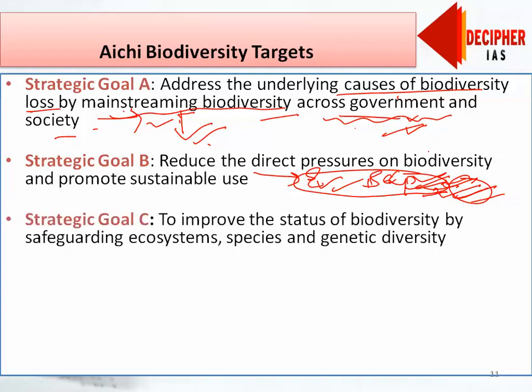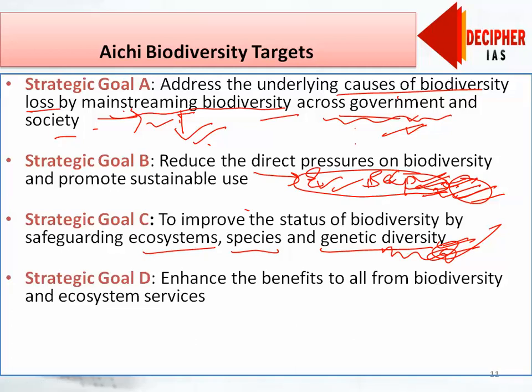Third one is, improve the status of biodiversity by safeguarding ecosystems, species and genetic diversity. Obviously, what comprises biodiversity? All the different numbers and types of species, all the ecosystems, all the genetic material which is available in all the organisms present, living organisms on the earth, comprises biodiversity. So we should improve the status of biodiversity by safeguarding all these three.